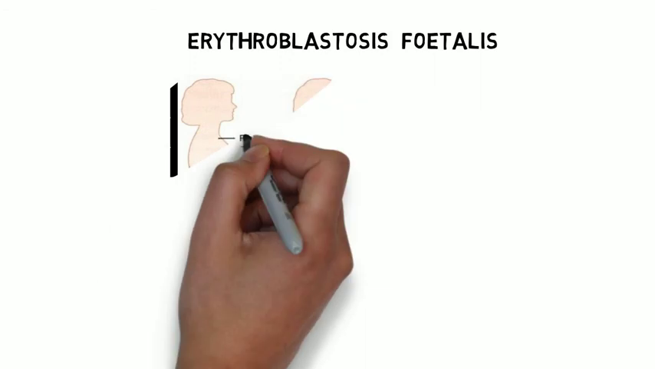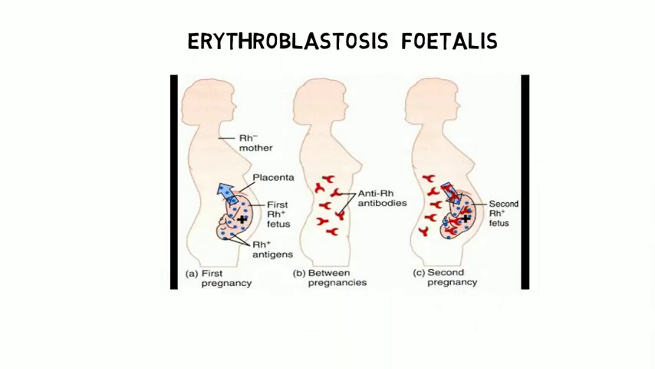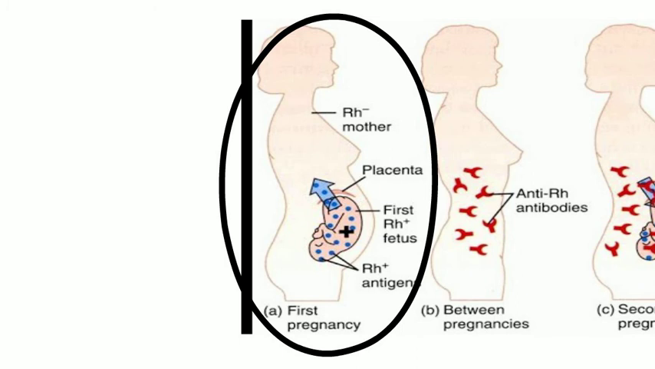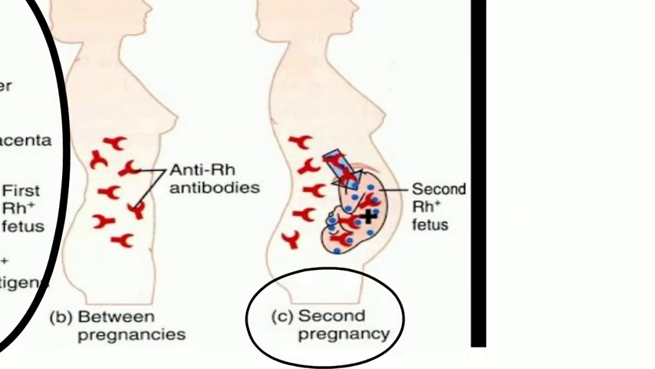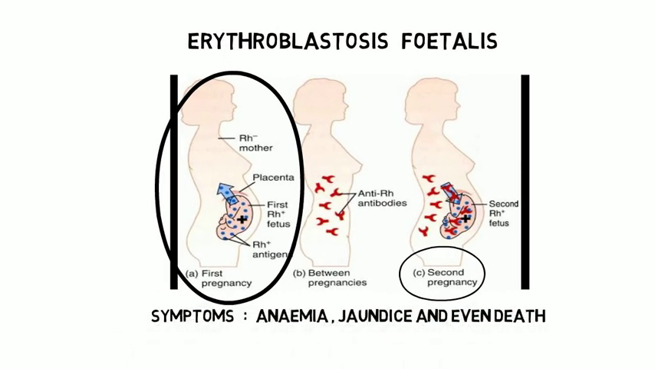Now we'll talk about erythroblastosis fetalis. If a mother has RH negative blood group and her fetus has RH positive blood group, then some blood may enter the RH negative mother from the fetus through the placenta. The mother will create antibodies against the RH positive fetus. These antibodies, during the second pregnancy, get entered through the placenta into the fetus, which results in anemia, jaundice, and even death of the fetus.